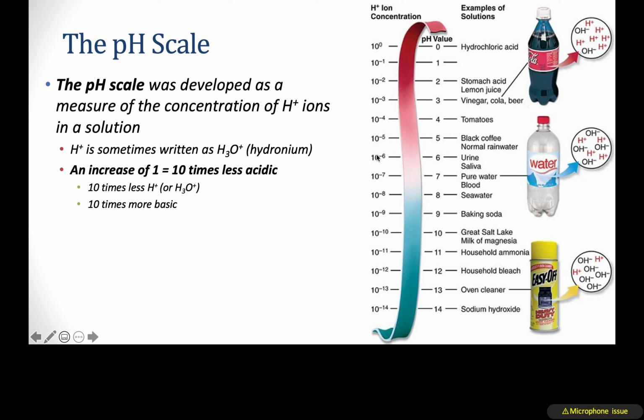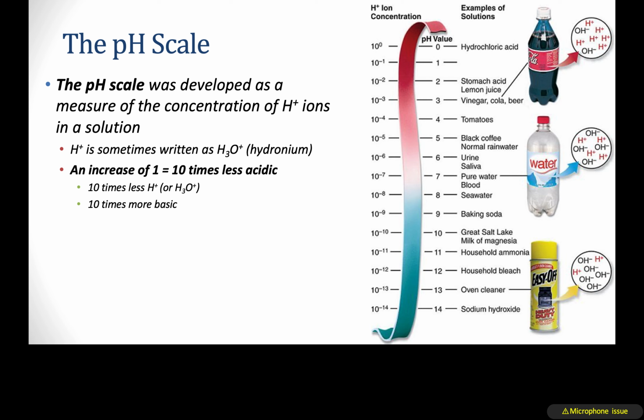Each step is 10 times more. So one step is 10 times, 2 steps is 100 times, 10 times 10. 3 steps is 1,000, then 10,000, then 100,000, and so on. So you're just adding those zeros. That's important. You also have to remember that the lower values are more acidic and the higher values are more basic. So a pH of like 1 is very acidic, and a pH of like 13 or 14 is very basic. And both of those things are dangerous, by the way.